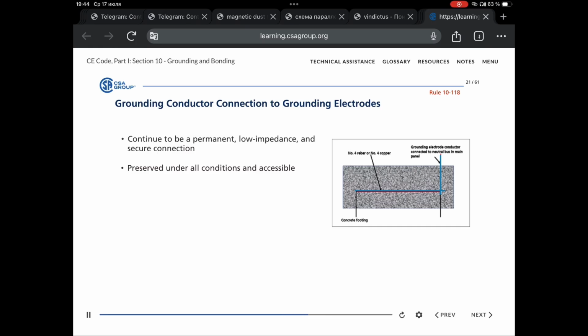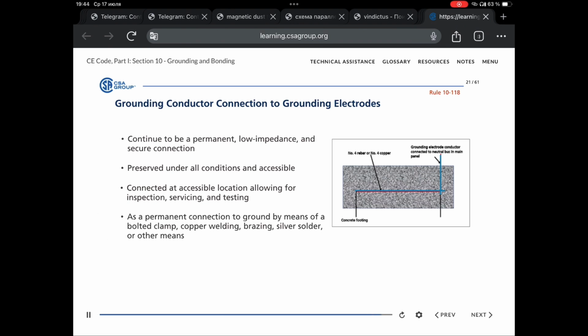This rule requires that the grounding conductor be connected to the grounding electrode where practicable, at an accessible location that allows for inspection, servicing, and testing, and assures a permanent connection to ground by any of the following means.